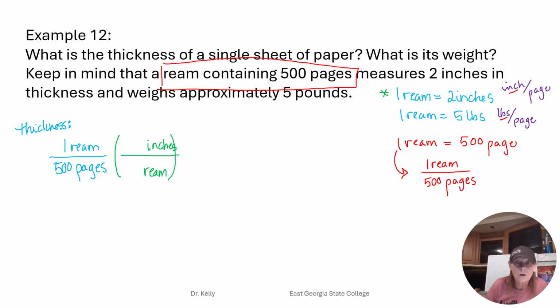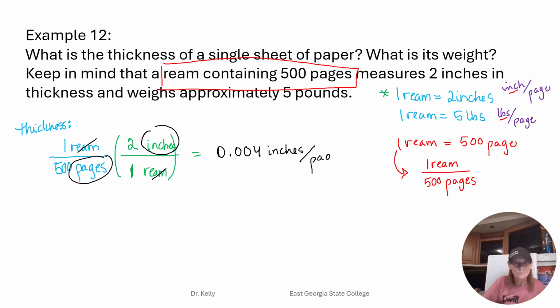Okay, and then we're going to plug in our numbers here. So 1 ream is equal to 2 inches. And let's cancel out our units here. Our reams cancel out. We're left with inch per page. So that's what we need. And when we do that math here, we get 0.004 inches per page. I'm just going to write this, the paper is.